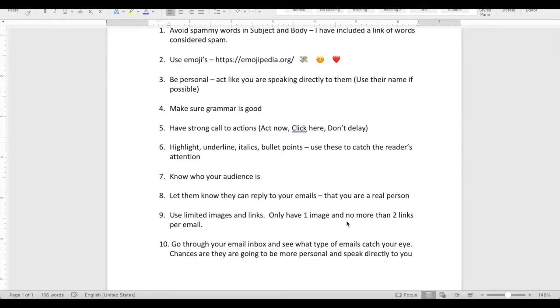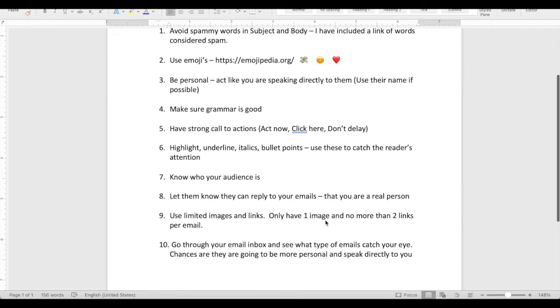But two links, no more than two, because if you have three links, four links, they start seeing that as kind of spam. So you don't want to have too many links, but you don't want to have no links, because you want them to know what to do, where to go. And images, you don't want to have more than one.